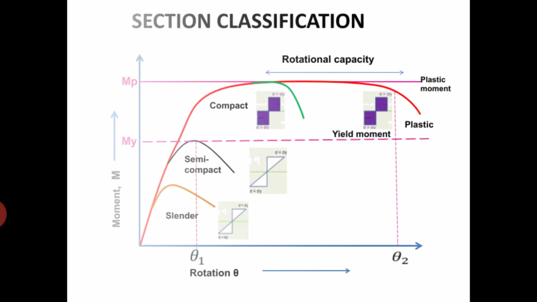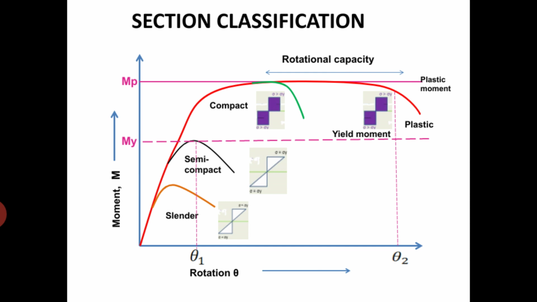So these classifications, look at this figure, you can understand here. What the plastic section means, what the compact section means. Just look at the curve. I'll repeat what the plastic sections are: the cross sections which can develop plastic hinges and have the rotation capacity required for the failure of the structure by the formation of a plastic mechanism.